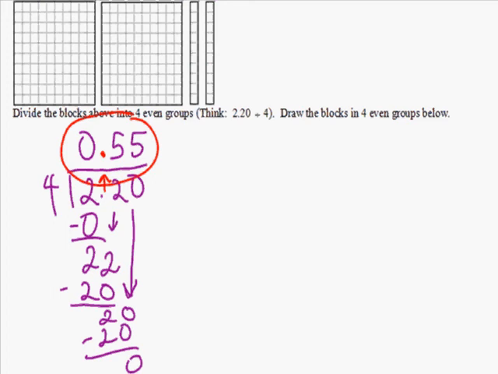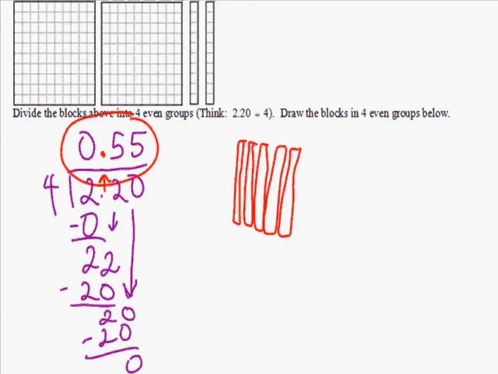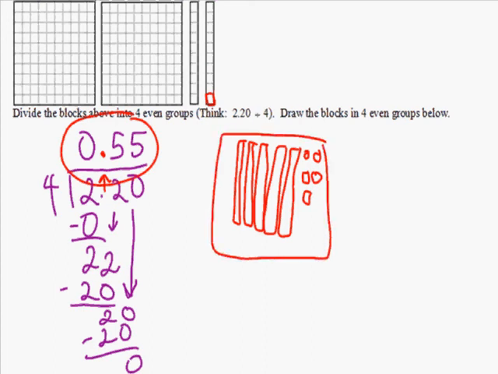So let's go ahead and model 55 hundredths. 55 hundredths is made up of 5 tenths and 5 hundredths. So let's do our 5 tenths. Remember, those are going to be the rods. There's 1, 2, 3, 4, 5. So that's the 5 tenths, and now let's do the 5 hundredths. Those are going to be tiny little squares. So 1, 2, 3, 4, 5. That's 55 hundredths. And that's one group.